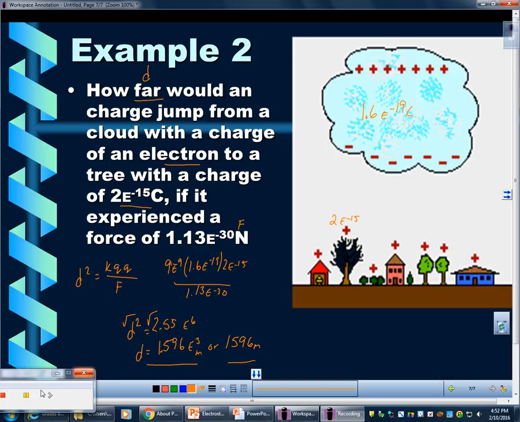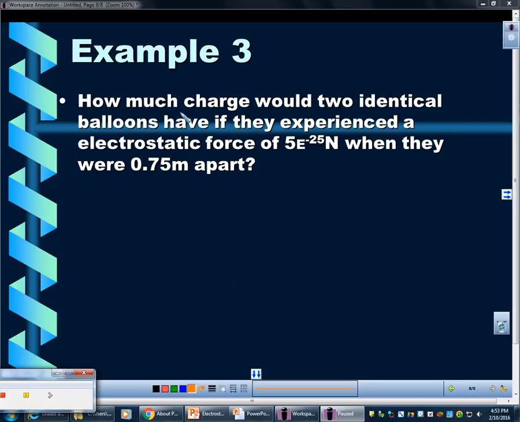The final example that we're going to be using is to determine how much charge. In this case, we are solving for Q. We have two identical balloons, and because we have two identical balloons, we're going to end up with Q times Q, or Q squared, in our equation. They experience a force of 5 times 10 to the negative 25th newtons, and they are 0.75 meters apart, which would be our distance. So what we solved for earlier was that we could do our force times that distance squared, dividing by that K constant, or Coulomb's constant, would get us Q squared, or the charge squared.